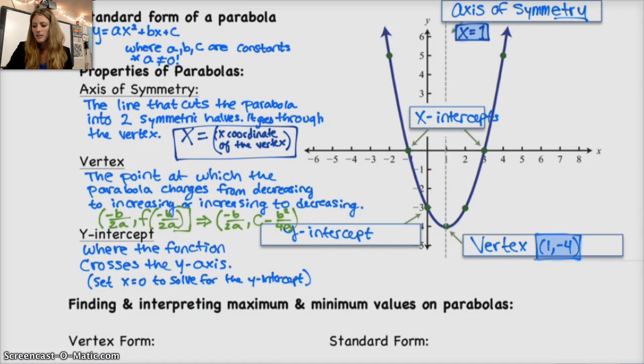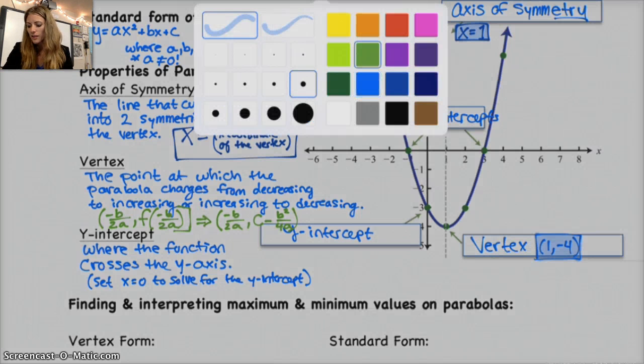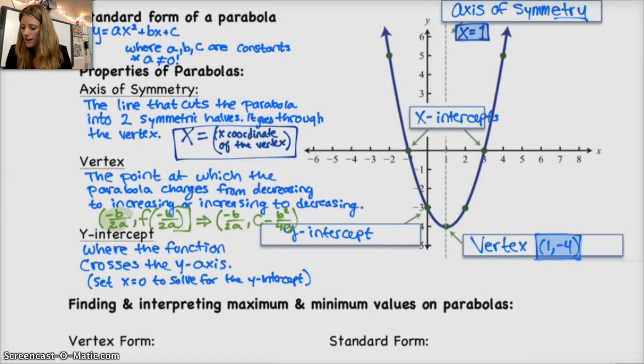I would say memorize the negative b over 2a part, and then you can just take the x-coordinate and plug it into the function to get what y is. That's probably the easiest way to do it. Either one is fine, which then means if you started in standard form, the axis of symmetry is x equals negative b over 2a.